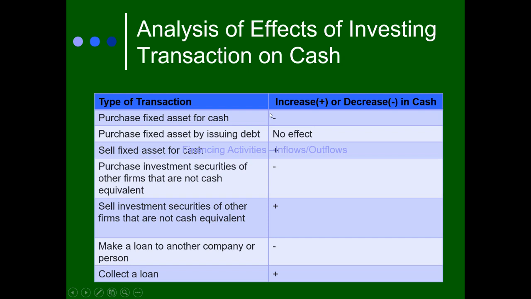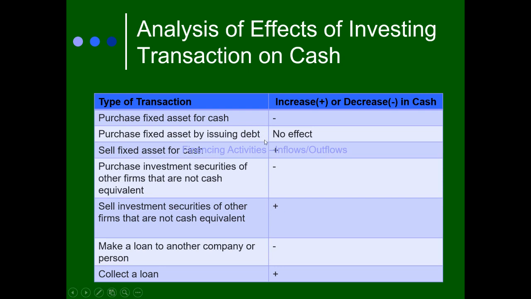So this is the analysis of effects of investing transactions on cash. You can see that there will be a difference. So look out for this indication for purchase of asset, whether it's for cash or by issuing debt. If it's by issuing debt, it means there is no exchange of cash here. The asset is purchased through loans from others. So there's no effect.